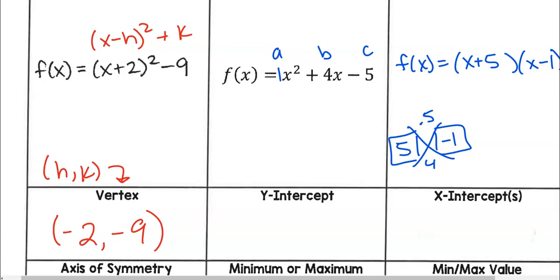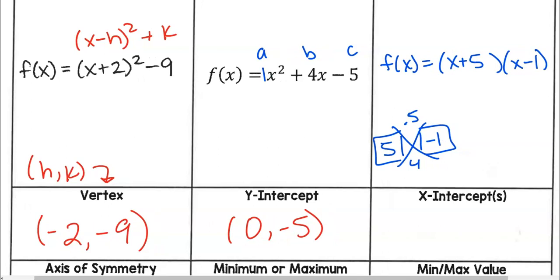All right, where can I find my y-intercept? My c value, good, in my standard form. So what's our y-intercept going to be? I'm just going to write -5. There you go, (0, -5).